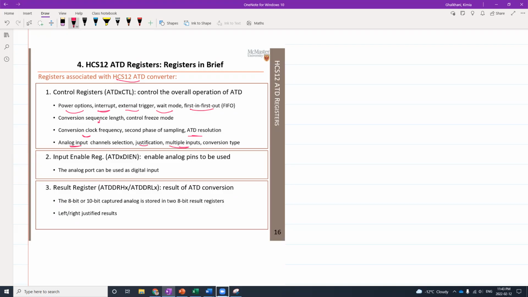So you have another register, which is the input enable register. If your microcontroller has, let's say, 10 analog ports and you are not using them, this register gives you the opportunity to bypass the analog to digital converter, and then you can reuse those ports as digital ports. And also you have the result register that can hold the result of the conversion, and this can store the captured analog value in two 8-bit result registers.